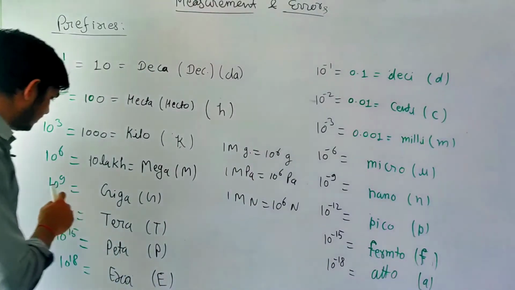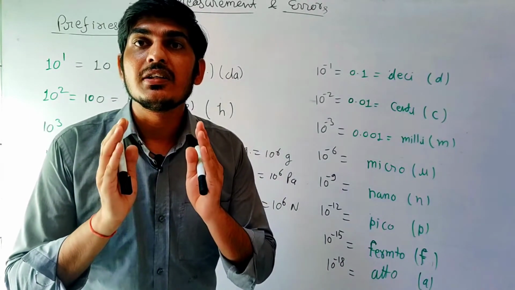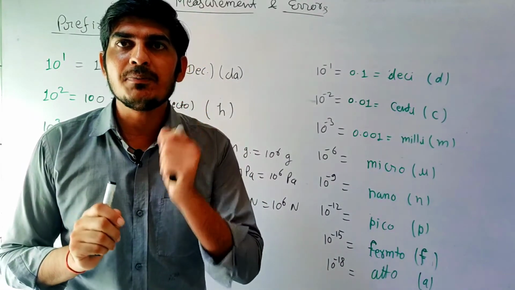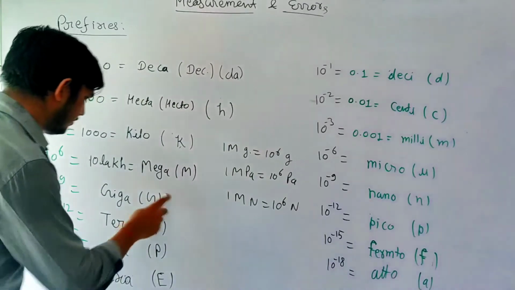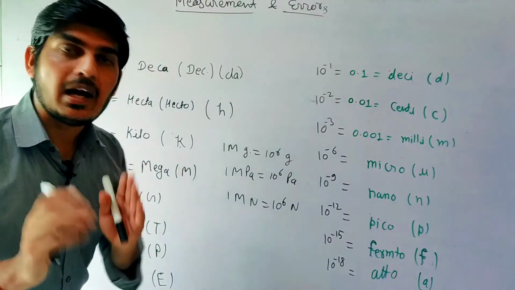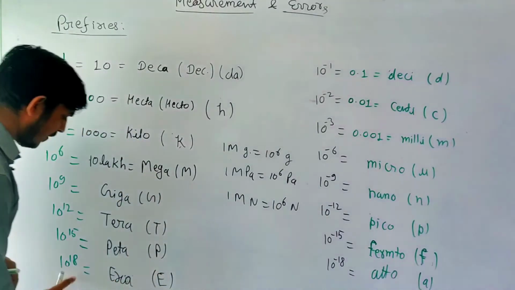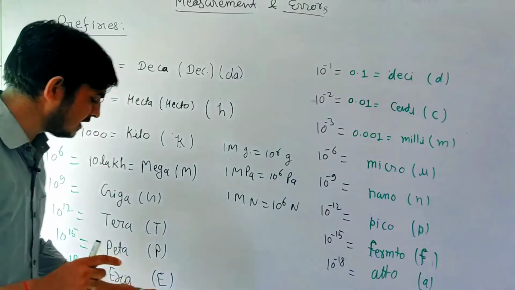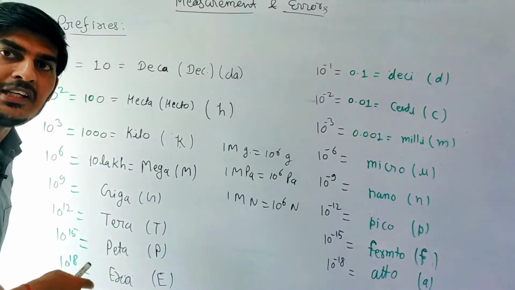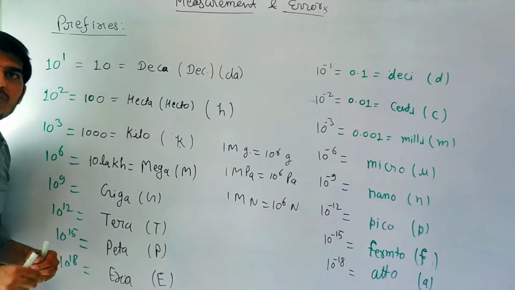Yes. यहाँ से 10 to power 9 giga, represented by capital G and having power plus 9. Very good. If we talk about 10 to power 12, tera. 10 to power 15 peta, plus 15. 10 to power plus 18 exa, represented by capital E. Have you observed that? बहुत बढ़िया. Very good.